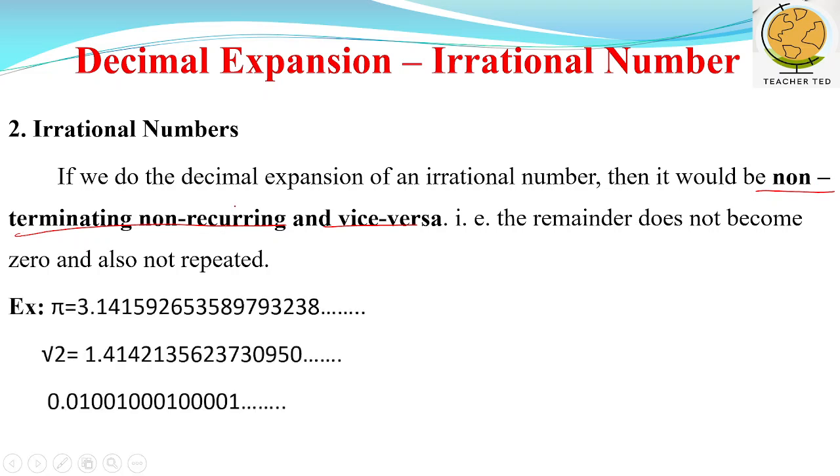Let us take up some examples here. We have pi, the value of pi is 3.141. If you see here, no digit or group of digits is repeating. Root 2 also you can take up. There are a lot of digits here and this goes on like this. So its meaning is the expansion does not end, that is the remainder does not become 0, and there is no repeating here. You can see here also 0.01001000100001, and there are more zeros coming next also. So we can say this is an irrational number.